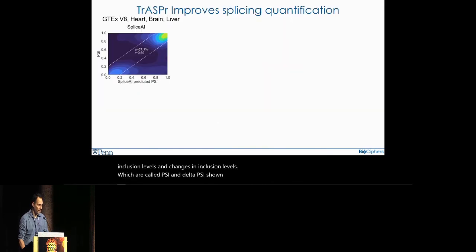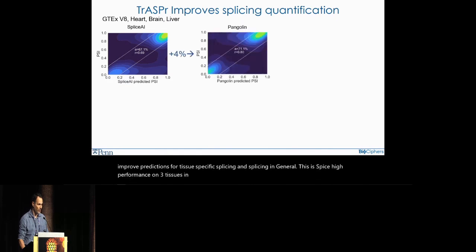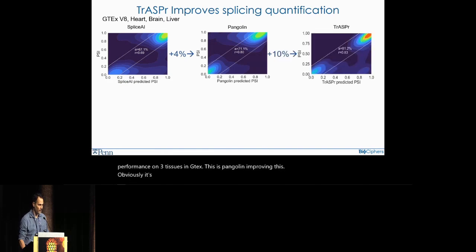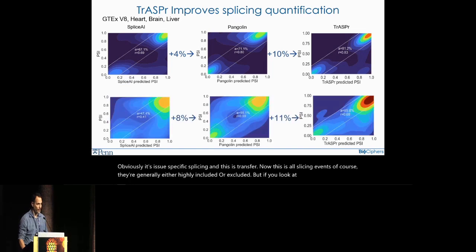And so here is an example of how it can improve predictions for tissue-specific splicing and splicing in general. This is splicing performance on 3 tissues in GTEx. This is Pangolin improving this. Obviously, it's tissue-specific splicing, and this is Trasper. Now, this is all splicing events. Of course, they're generally either highly included or excluded. But if you look specifically at changing events, then you can see, of course, performance degrades, but the improvements are much more significant.